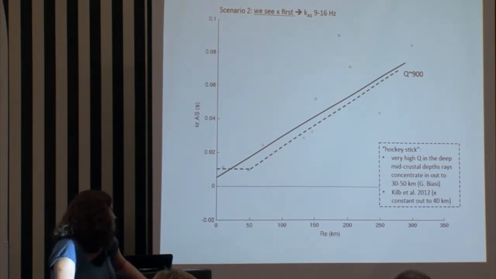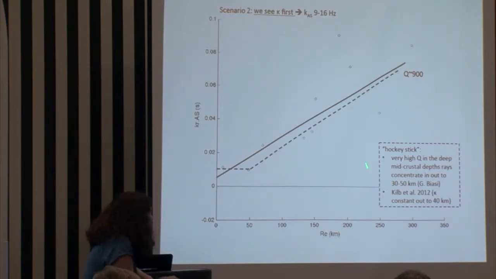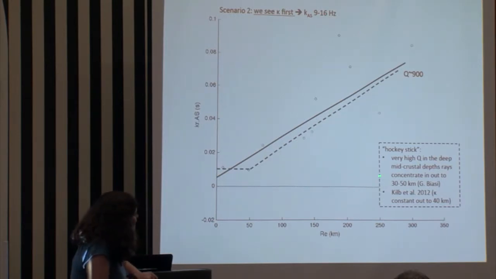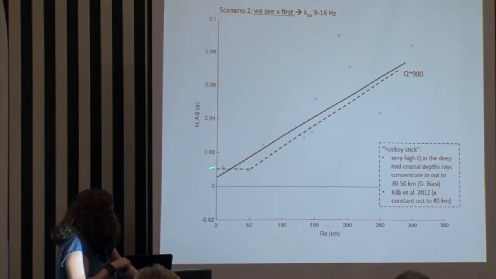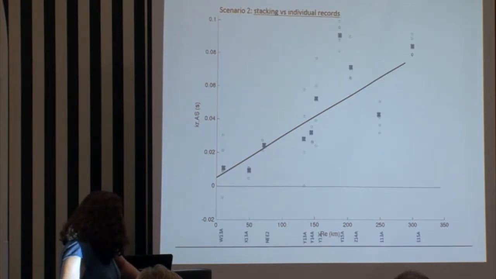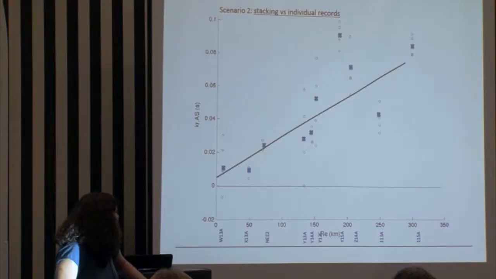Glenn Biazzi and Debbie Kilb have found that in their work. So that says that the deeper... I will just read Glenn's words. So, very high Qs in the deep mid-crustal depth, rays concentrate out to 30 to 50 kilometers. So this is Glenn's interpretation for sometimes keeping this hockey stick here and not extrapolating down to 0.